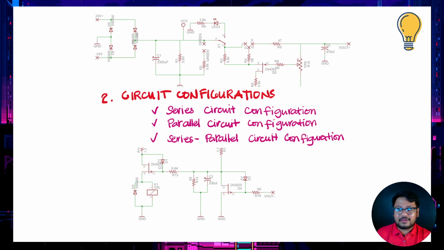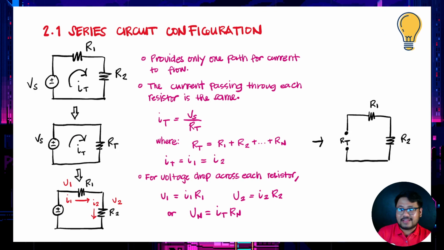Let's now talk about the different circuit configurations. We have the series circuit configuration, parallel circuit configuration, and the combination, that is the series-parallel circuit configuration. Let's start with the simplest one, and that is the series circuit configuration. If a circuit is in series circuit configuration, it provides only one path for current to flow, wherein all of our charges will just flow in one path, in one straight path, or in one loop.